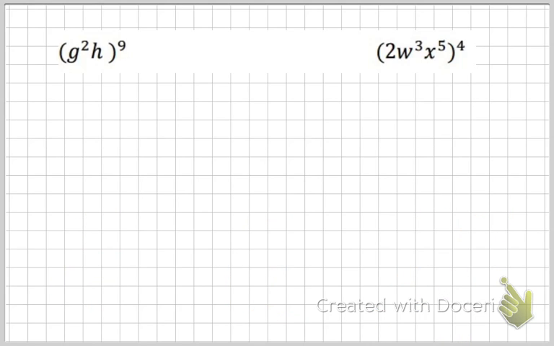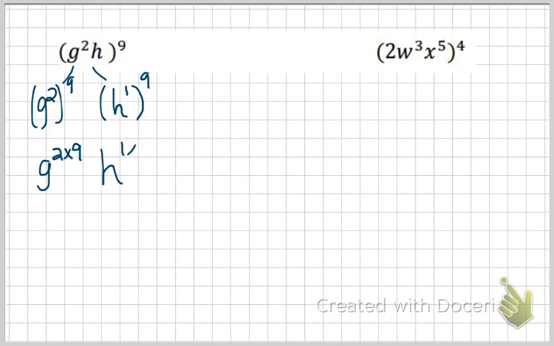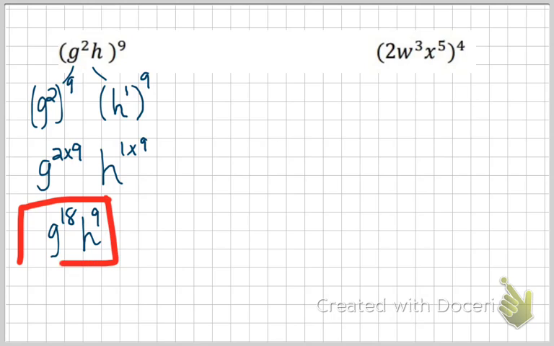All right, let's try another one. So again, we have two different variables inside the parentheses. So what we can do is split them up. So think of it this way. G to the power of 2 is being raised to the power of 9. H, which has no power, so we think, but really there's a 1, raised to the power of 9. So remember, what we can do is we can multiply these powers, h 1 times 9, so we can get our simplified answer. So this is g to the 18, h to the 9, and that's it. Nothing else that we can do.